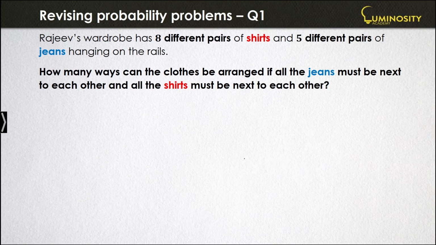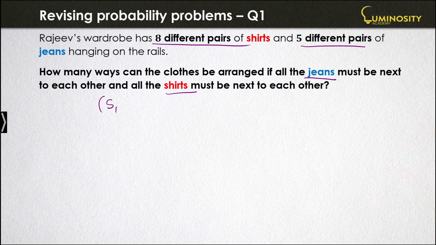Rajiv's wardrobe has 8 different pairs of shirts and 5 different pairs of jeans hanging on the rails. How many ways can the clothes be arranged if all the jeans must be next to each other and all the shirts must be next to each other? Okay, so here we have a restriction. The restriction being that all the jeans and all the shirts have to be next to each other.